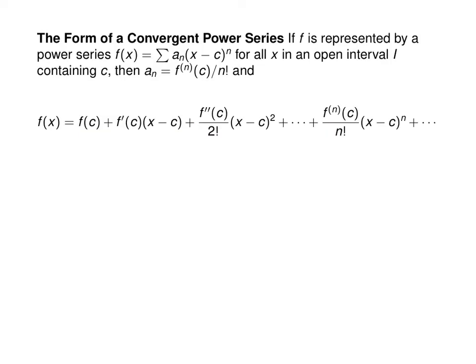Back in a previous section, we used Taylor polynomials to make approximations. So, for example, the first degree Taylor polynomial T1 of x was given by f of c plus f prime of c times x minus c. This is like saying you can approximate a function f using a tangent line at the point x equals c.